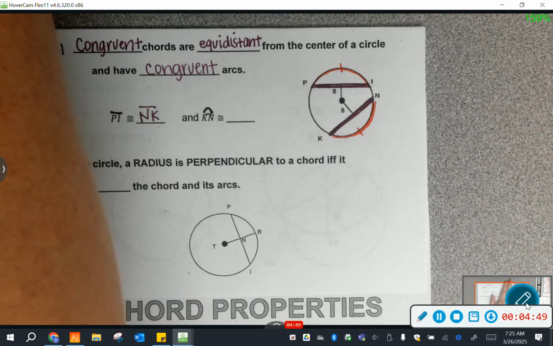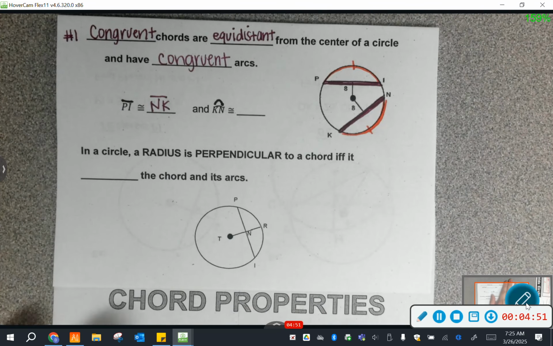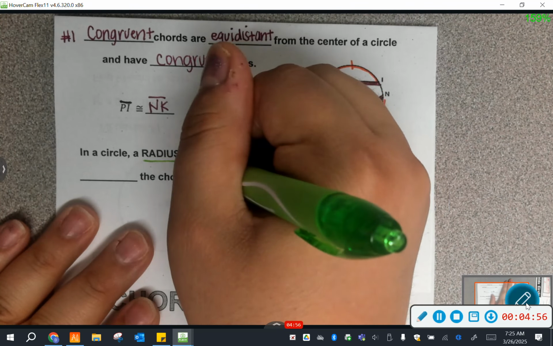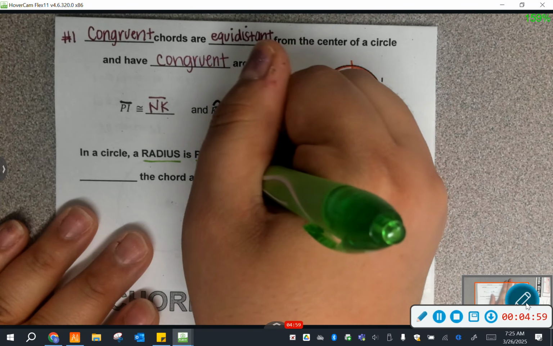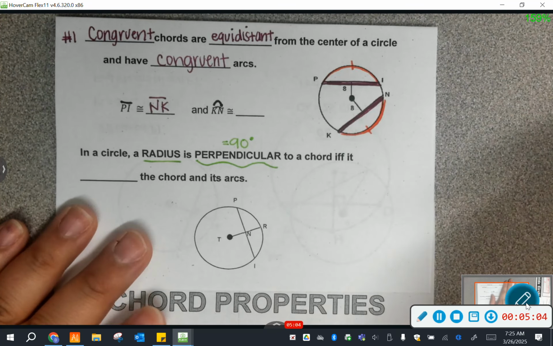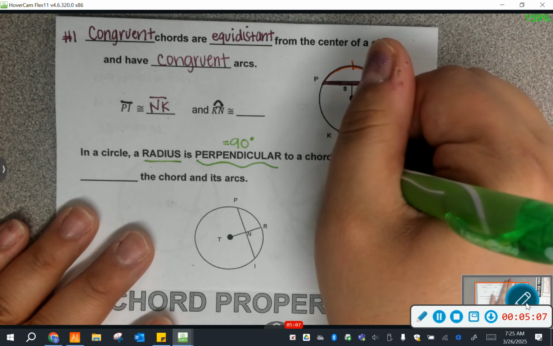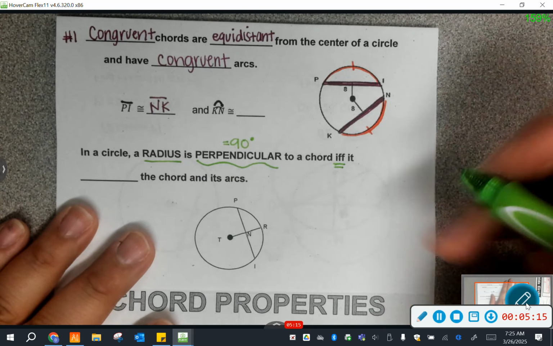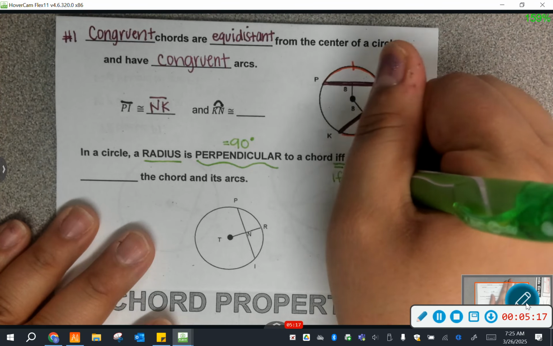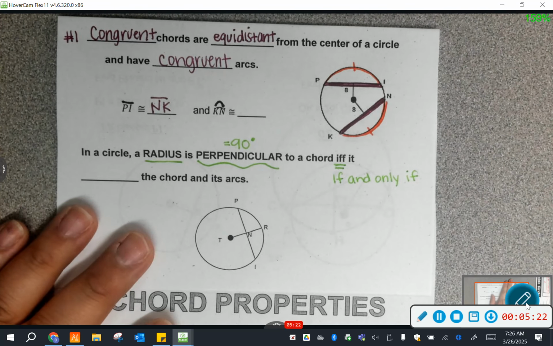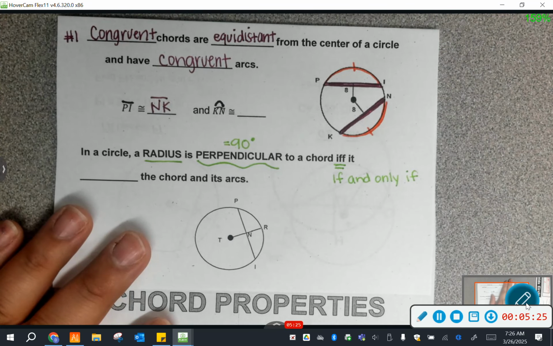All right, the next thing I need you to know is in a circle, a radius, underline the word radius, a radius is perpendicular. What does this word perpendicular mean? Equal to 90 degrees. To a chord, do y'all see how there's not accidentally too many F's in that word if? It's not an accident. That means if and only if. If and only if. IFF means if and only if.